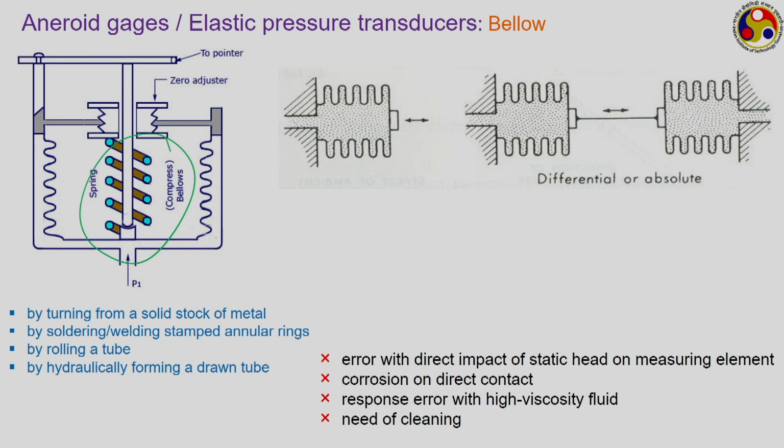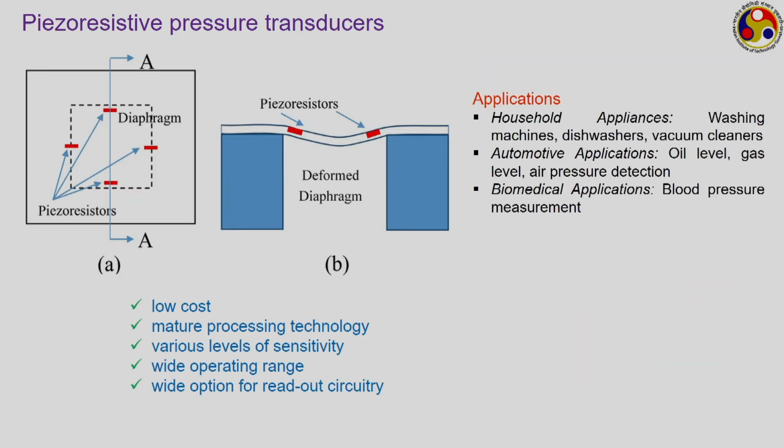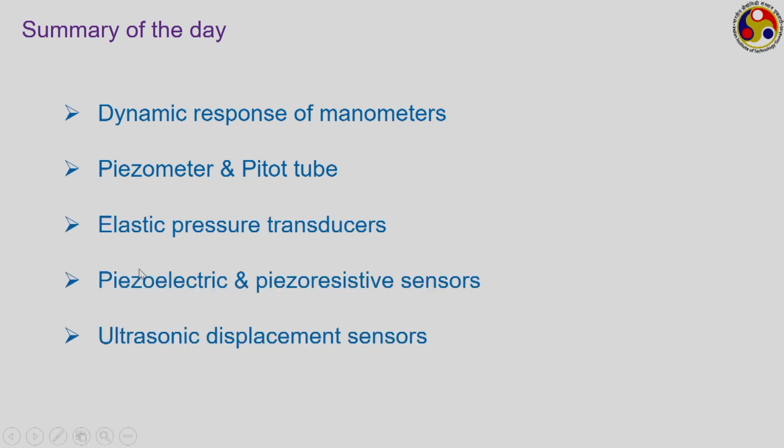I would like to keep it up to this today. I had plan of talking about a few other devices, but I shall be coming back to this in the next lecture. So, to summarize today's content, we have talked about the dynamic response of the manometers, then we talked about piezometers and pitot tubes, how to measure the static and dynamic pressures or the stagnation pressure separately, and also providing a way of measuring the velocities. Then we have discussed the elastic pressure transducers.